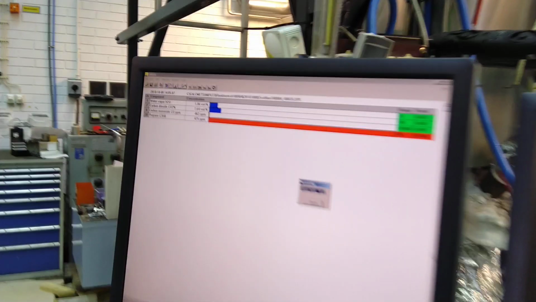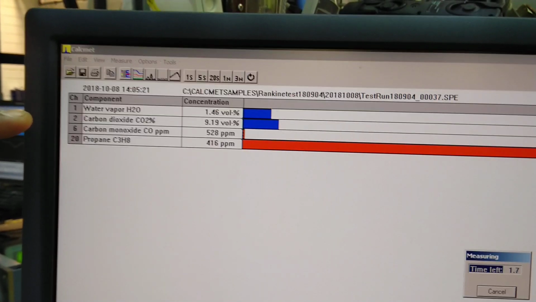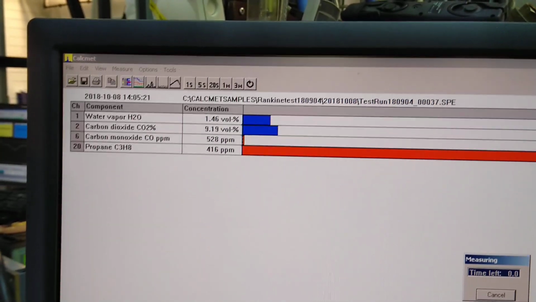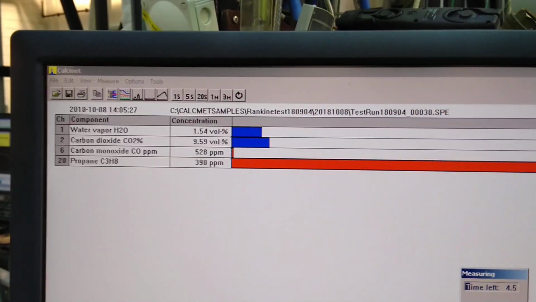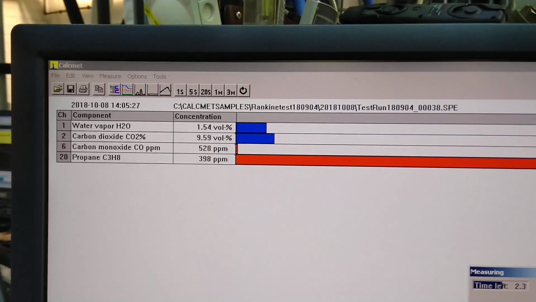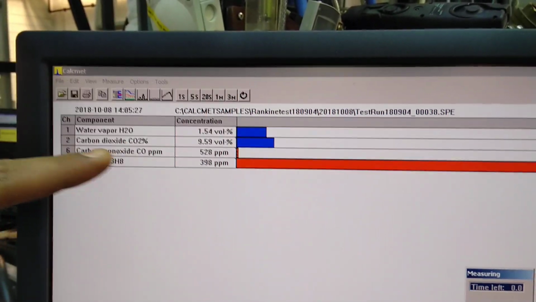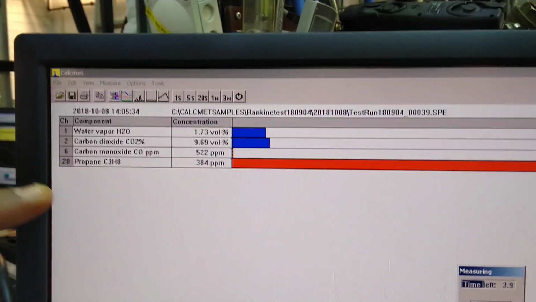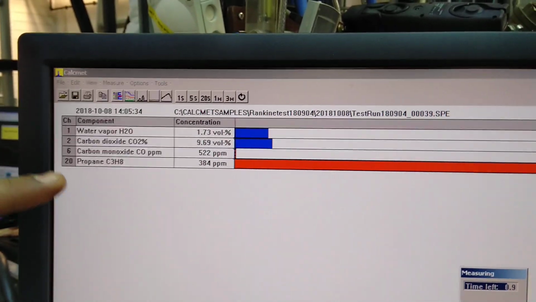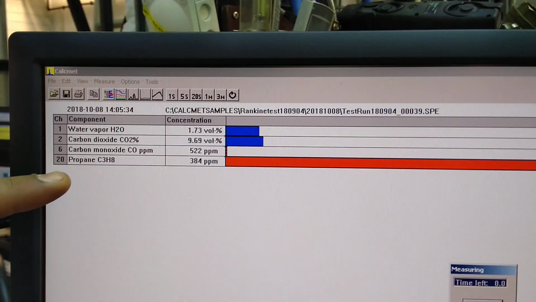But let's take a look at the gas analyzers first. Mark will explain these. So basically we have two gas analyzers working at the same time. The first one gives you the water vapor content in the flue gas, carbon dioxide, carbon monoxide, and propane on dry basis. And now you can see with the start of the ignition, you start to have the formation of carbon dioxide, and you still would have traces of carbon monoxide and propane.